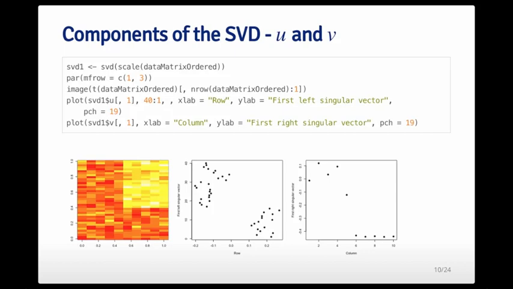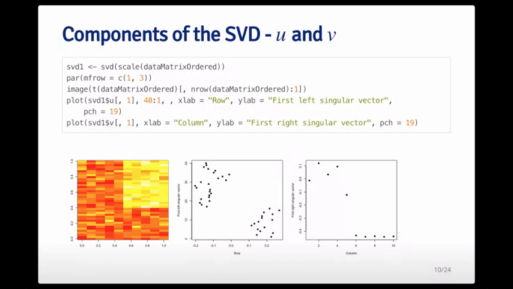So if we break down the components of the singular value decomposition, we can take a look at the U and the V matrix, so the left singular values and the right singular values. If you look at the original data matrix here on the left, that's the image plot that we saw before.